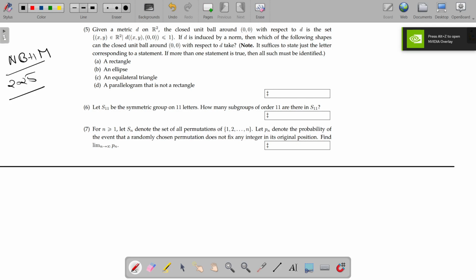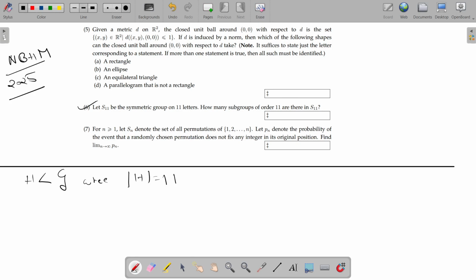Okay. Let me start with question number 6 first. How many subgroups of order 11 are there in S11? So, H is a subgroup of G where the order of H is 11, right? Order of H is 11. Since this is prime, H is cyclic. Now we know there's a formula for finding a cyclic subgroup of a particular order.